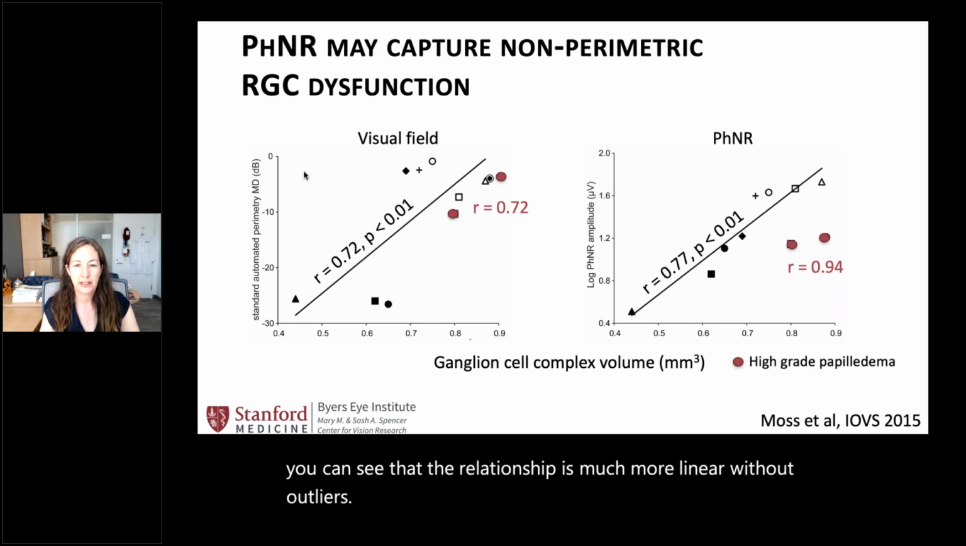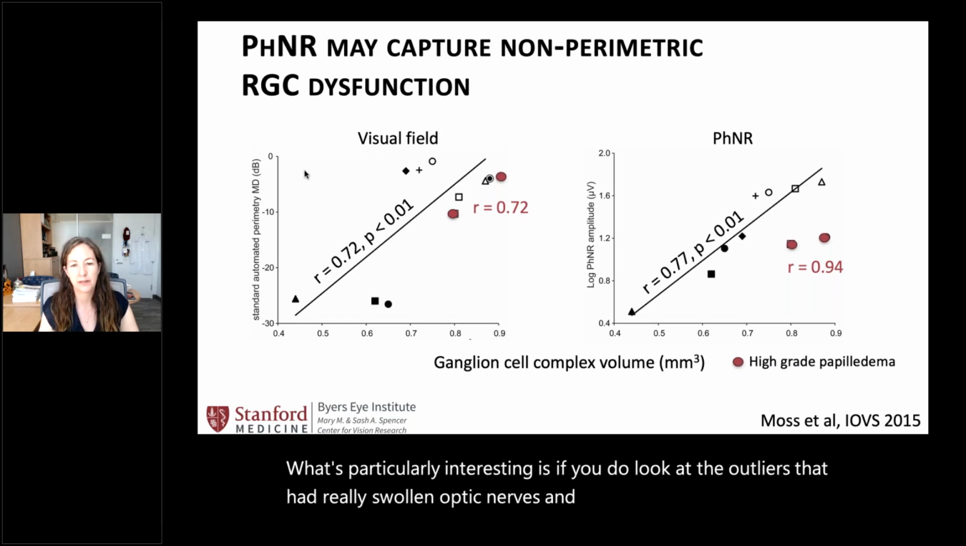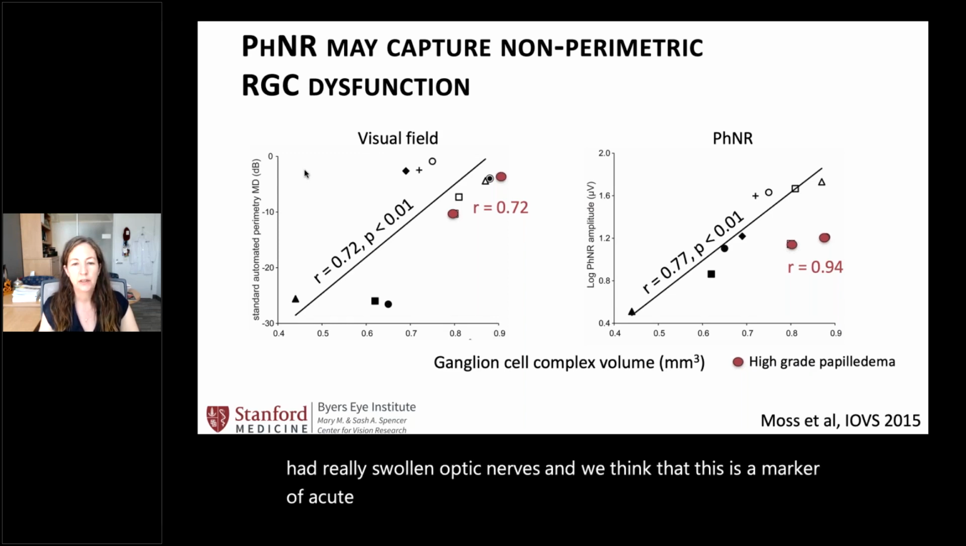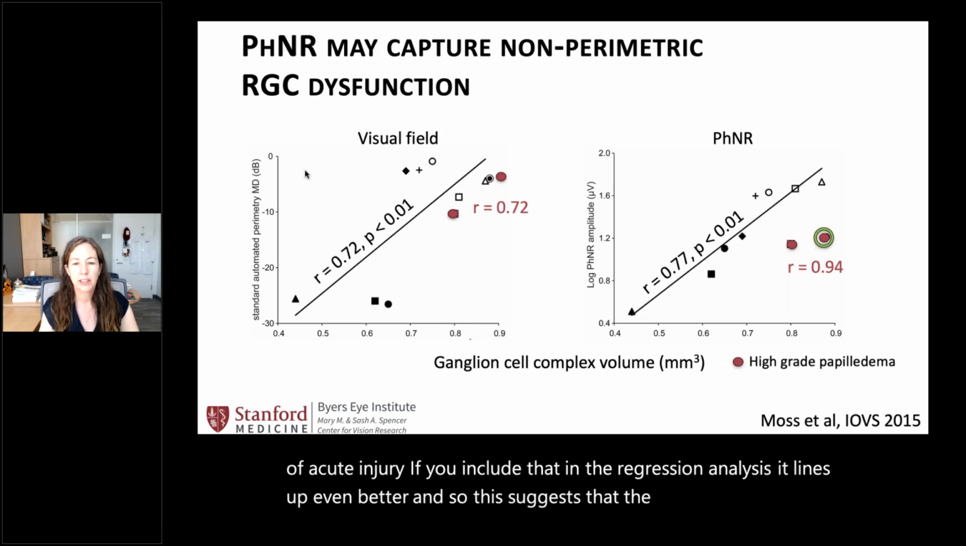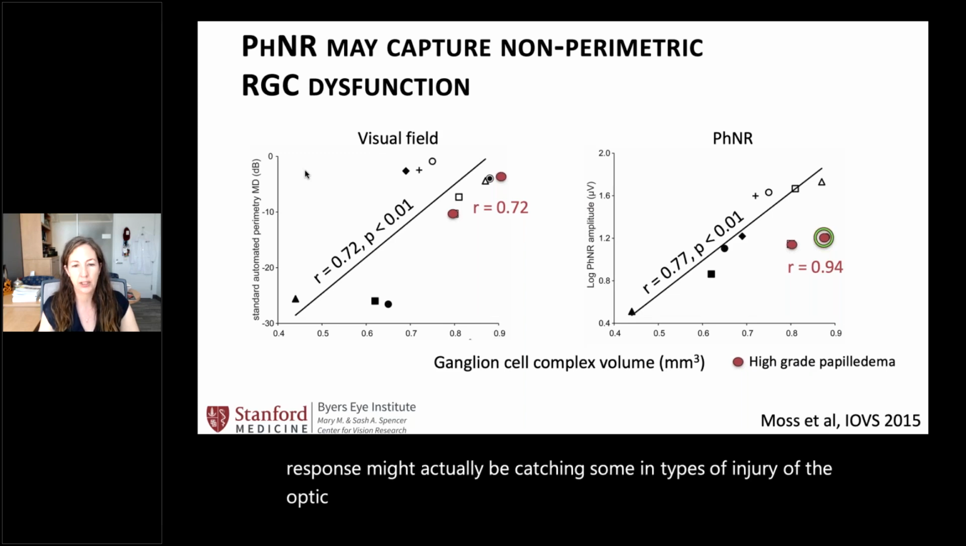What's particularly interesting is if you do look at the outliers that had really swollen optic nerves, and we think that this is a marker of acute injury, if you include that in the regression analysis, it lines up even better. And so this suggests that the photopic negative response might actually be catching some types of injury of the optic nerve before it impacts the vision. And this is really exciting as a clinical opportunity to intervene.